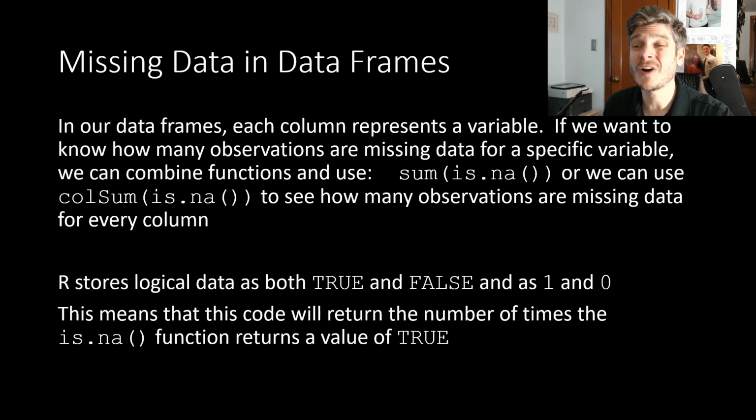Goes back to the whole concept of Boolean algebra that we actually developed all of computer science from, that things are either on or off, 1s or 0s, true or false. And so every time it comes up with a true value, R also recognizes that as the number 1. So you can sum up every true value as basically summing up a bunch of 1s, and it'll tell you exactly how many entries are missing data.